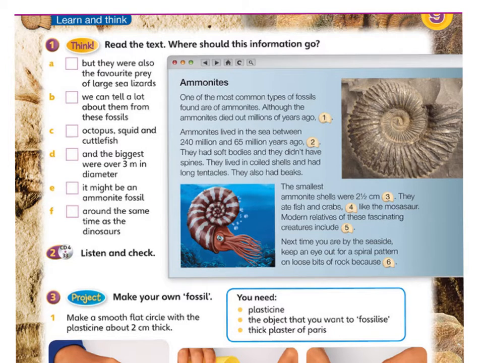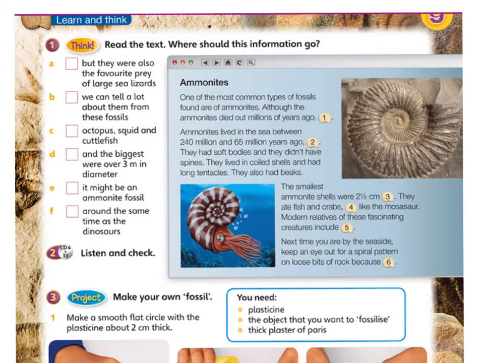They also had beaks. The smallest ammonite shells were 2.5 centimeters and the biggest were over 3 meters in diameter. They ate fish and crabs, but they were also the favorite prey of large sea lizards like the mosasaur. Modern relatives of these fascinating creatures include octopus, squid, and cuttlefish. Next time you are by the seaside, keep an eye out for a spiral pattern on loose bits of rock, because it might be an ammonite fossil.